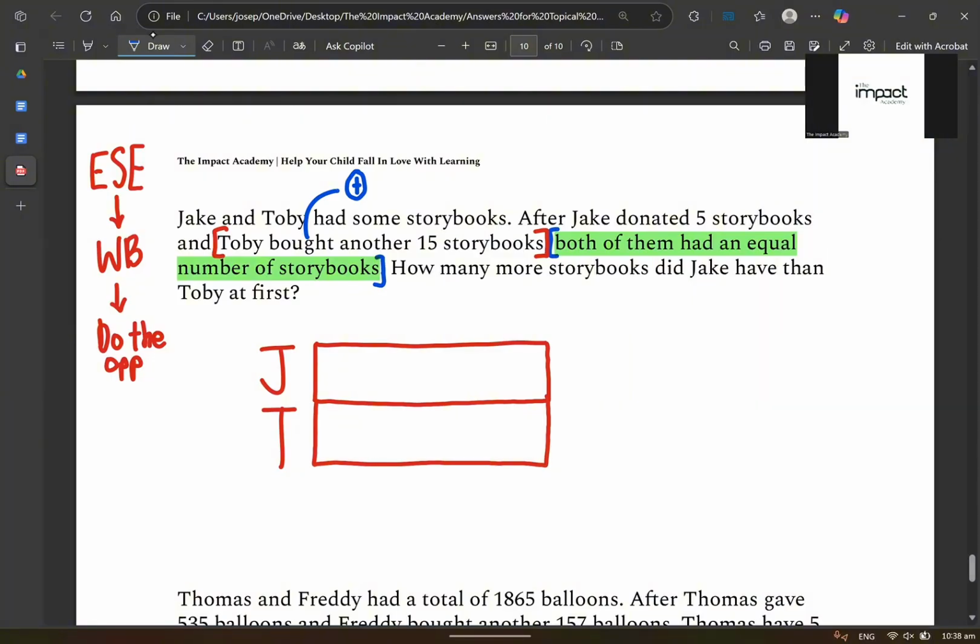Am I making sense? You see, I tricked you. What did I say again? Toby bought, right? But we have to do the opposite. So we are actually minusing. We are trying to remove away from Toby so that I'll be able to get to what Toby had at first. Toby didn't have the 15 at first. So we are going to go to Toby, minus 15. We are going to minus away 15.